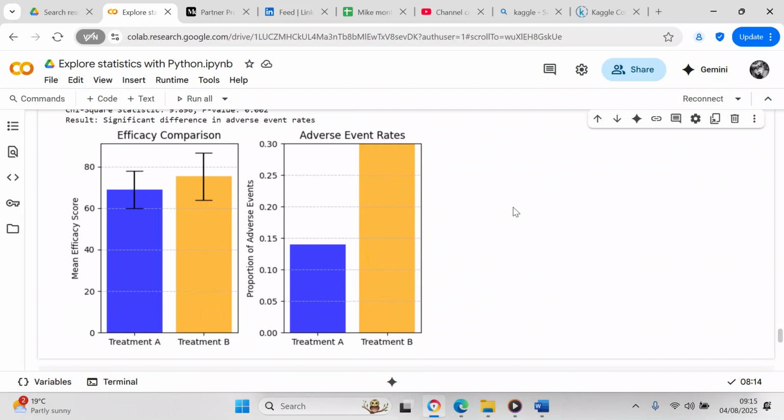So what I would do is, since the adverse events are less in treatment A than treatment B, me personally, I would select treatment A. So that concludes this video. In the next video, we're going to be talking about some more experimental design. So I hope that you decide to watch it.